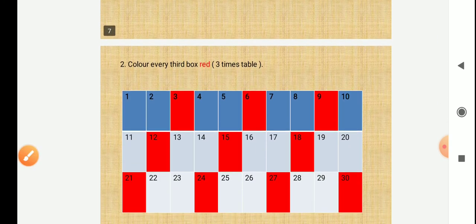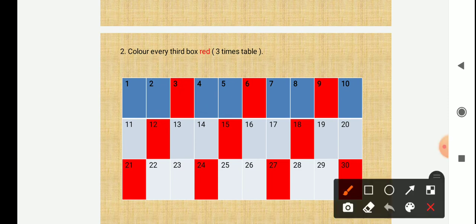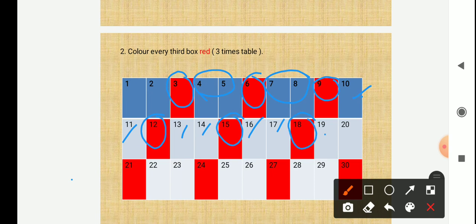Now, next question, color every third box red because here we are completing the 3 times table. So, we have to start with the number 3. So, here color that box with the red color. 3, then 4, 5, skip, next number we get 6. Then 7, 8, skip, we get next number 9. Then 10, 11, skip, we get 12. 13, 14, skip, we get 15. 16, 17, skip, we get 18. 19, 20, skip, we get 21. 22, 23, skip, we get 24. 25, 26, skip, we get 27. 28, 29, skip, we get 30. In this way, here we color every third box with red. And we get here the 3 times table.